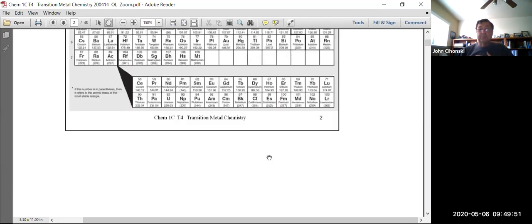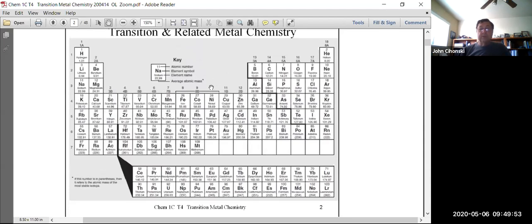Let's go back up to the periodic table. Palladium. Well, palladium obviously is not in the first row. So what do we do here? We look at palladium and we say, all right, how many electrons do we have there? Well, let's count. 1, 2, 3, 4, 5, 6, 7, 8, 9, 10 electrons total.